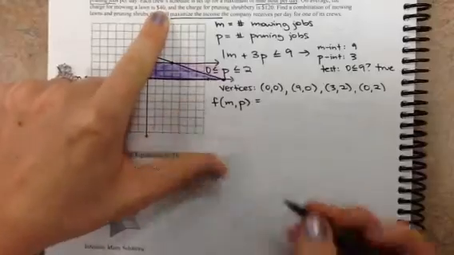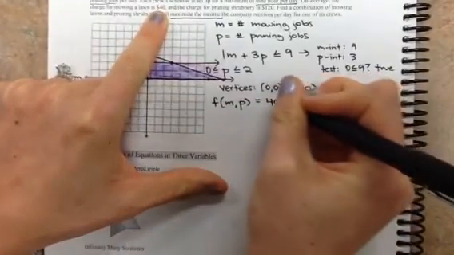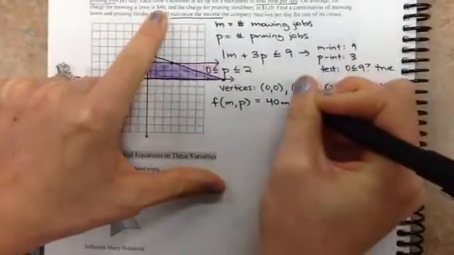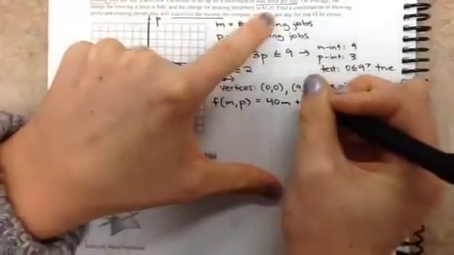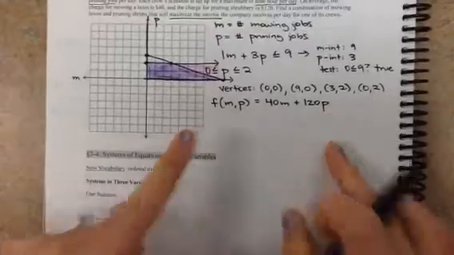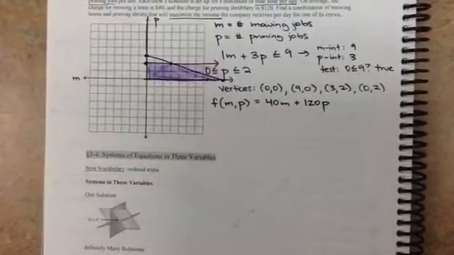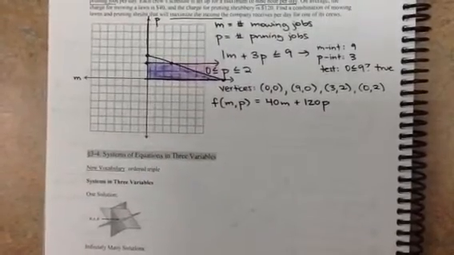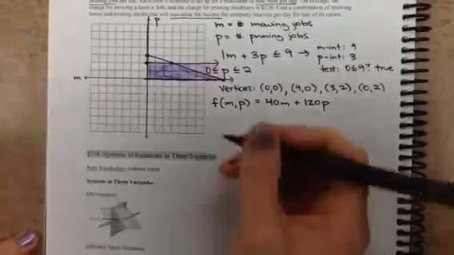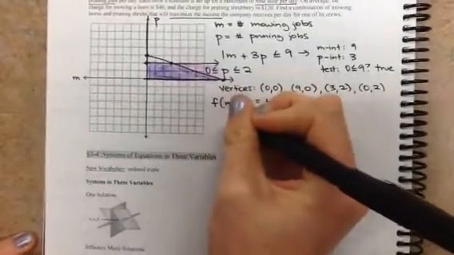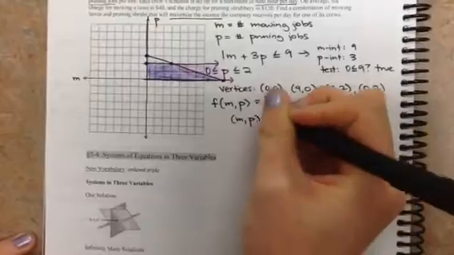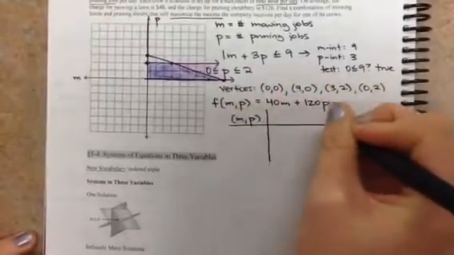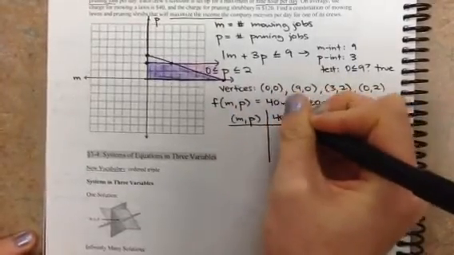So if we read through here, it says the charge for mowing a lawn is $40. So they are getting $40 per mowing job, combined with $120 per pruning job. Okay, so this represents their income. We're trying to maximize that income, so we move on to step 6. Step 6 is to sub the coordinates into the function. So we've got these different values of m and p that we are going to sub in to this function.